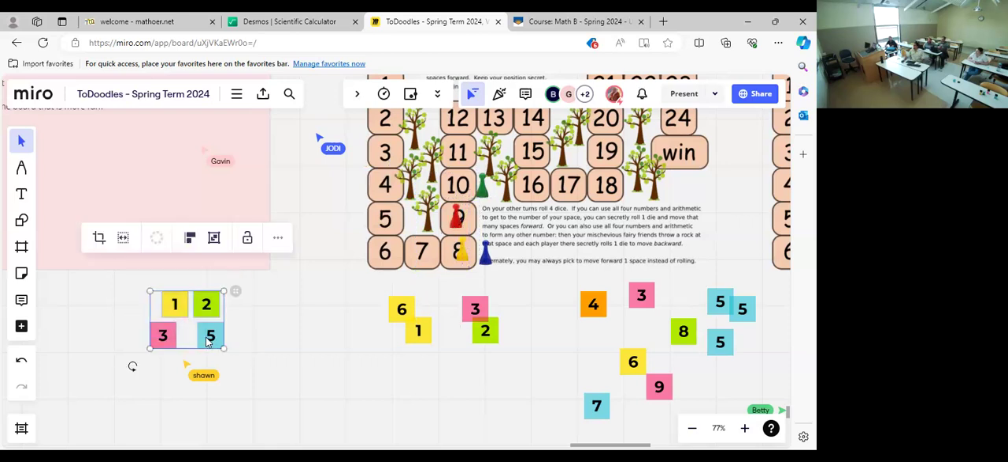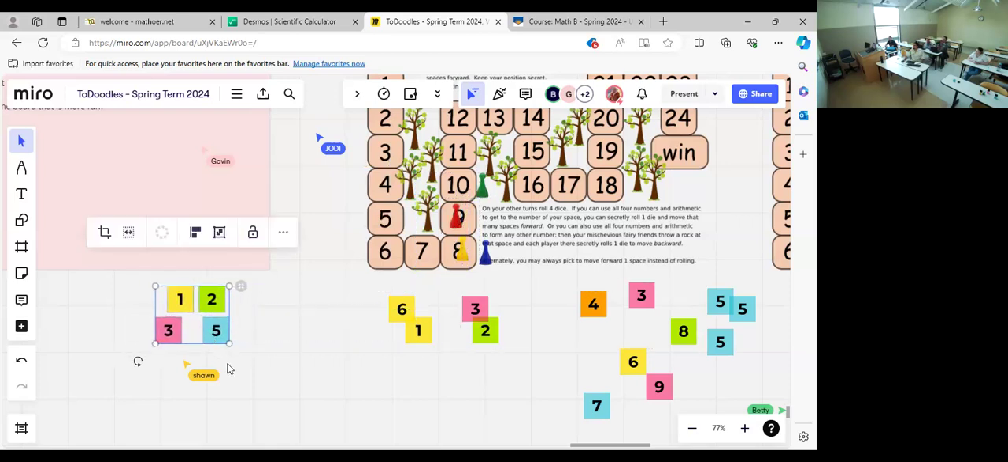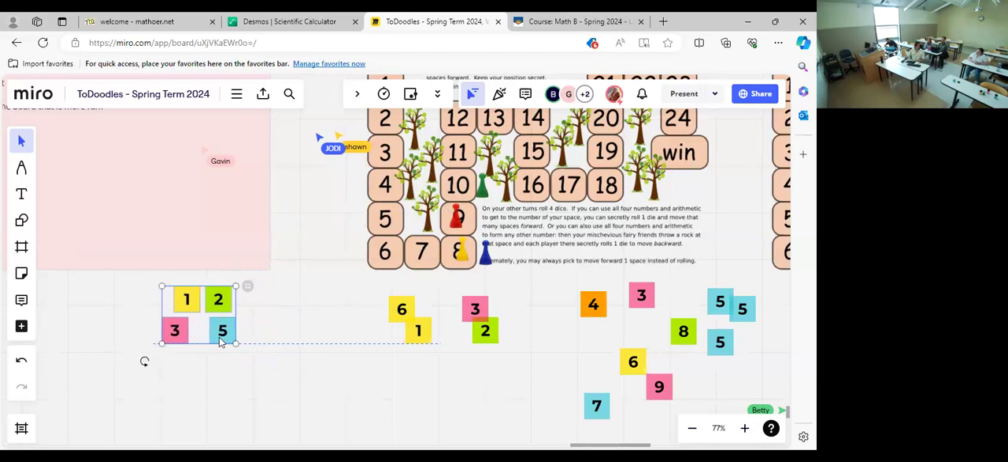So can you use these numbers to get a 9? Okay, so now I'm trying to make those into a 9. All right, and then you can move on past the 9. Even if it's not your turn, you can be staring at these numbers and think, how could I smash them together to make a 9?